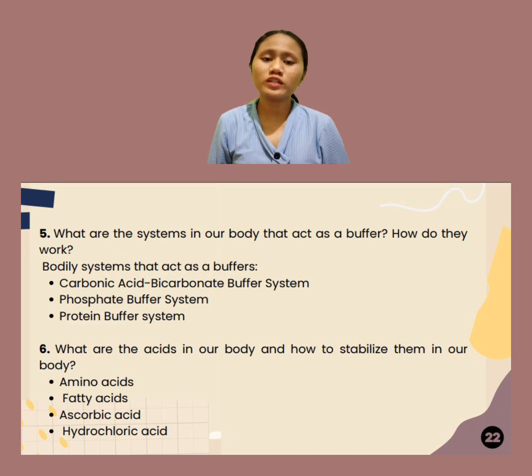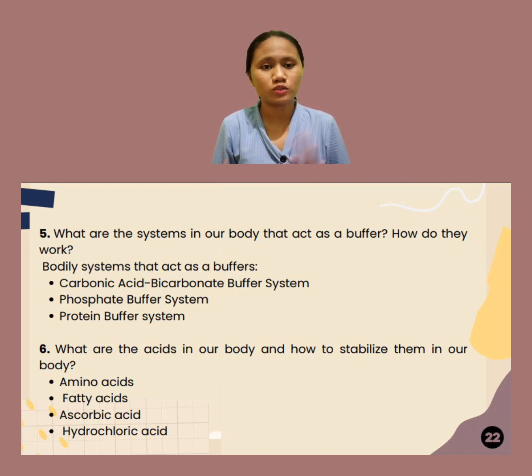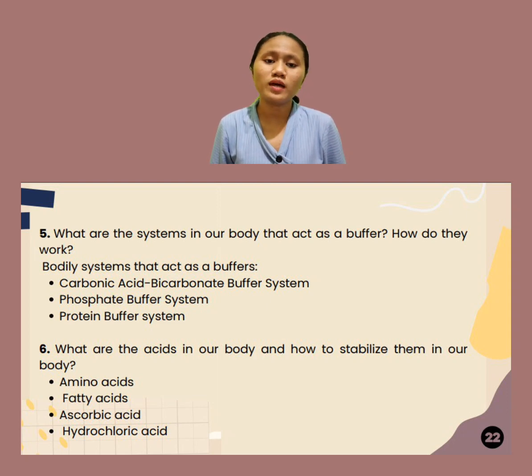So number 6, what are the acids in our body and how do we stabilize them? An acid is something that decomposes and contributes protons or hydrogen ions to a solution on a chemical level. Amino acids, fatty acids, ascorbic acid, and hydrochloric acid are the acids that are most important to the human body. Alkaline water is one of the simplest things you can do to neutralize acid in your body. Your body can hydrate to the highest standard with alkaline water. You may help your body naturally remove extra acid from your system by drinking plenty of water.